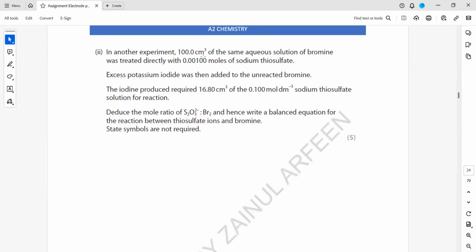So we have a bromine solution. First, the bromine solution is directly mixed with thiosulfate, and what is left is reacted. Then the solution of bromine is directly added to thiosulfate. Excess iodide, which is more than enough, is added to the unreacted bromine, and then this produces iodine molecules. The iodine molecule reacted with thiosulfate with this concentration. So we want to work out the balanced equation for this.